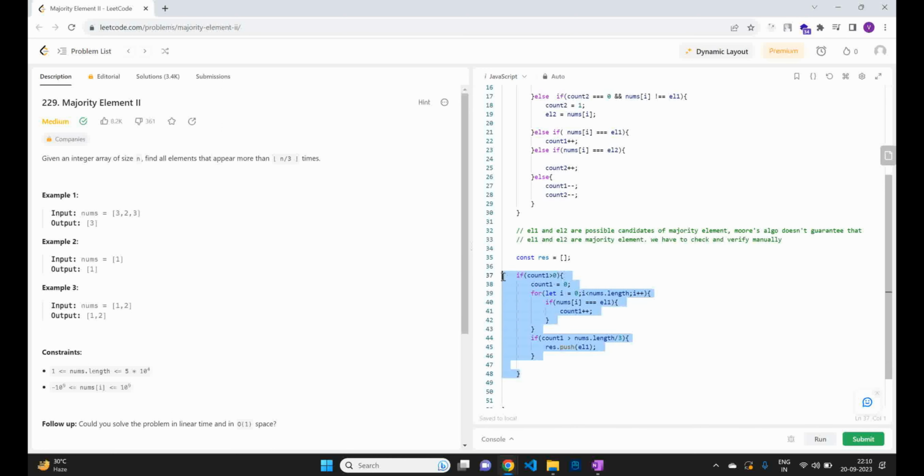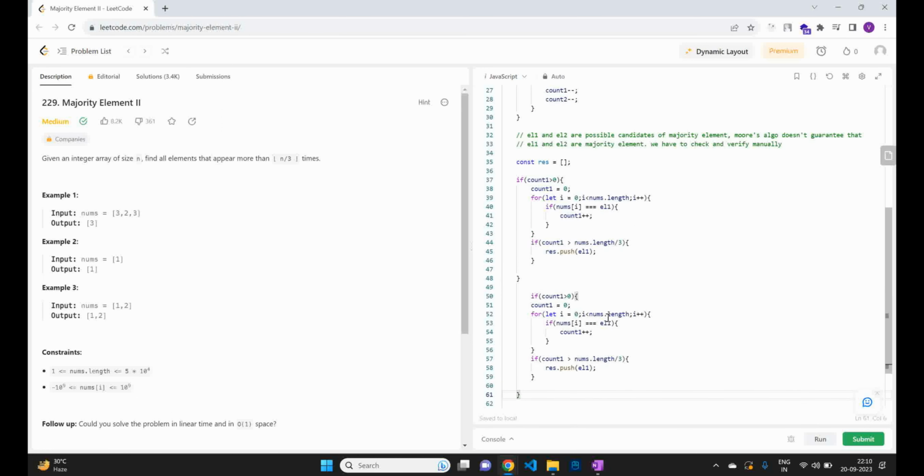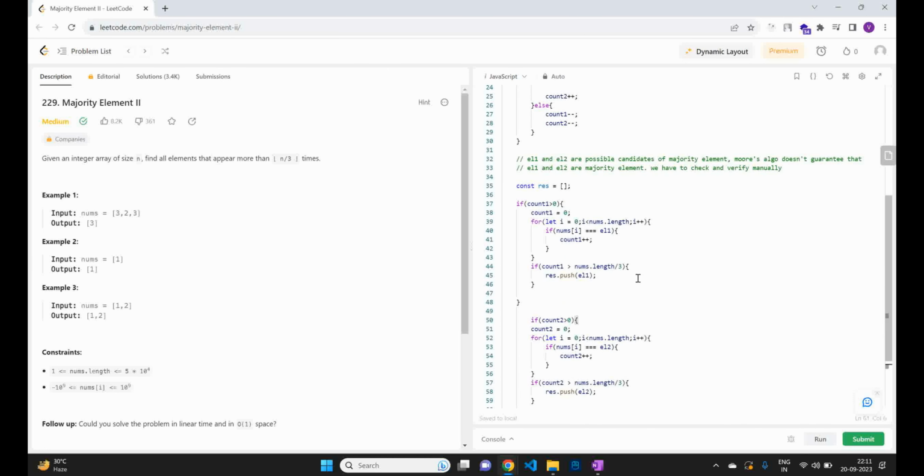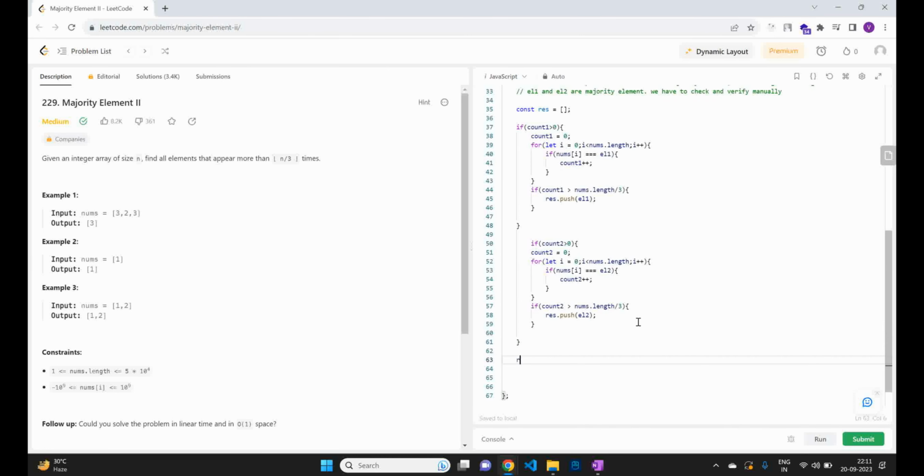Now talking about the next element, there can be a chance when my count 2 is greater than 0, right? That means my EL2 has a chance to be the majority element. So I will do the same for my EL2 as for EL1. We will check if it is greater than n by 3, which means it is eligible as a majority element, and I will push it. Okay, so this is the concept for the majority element.